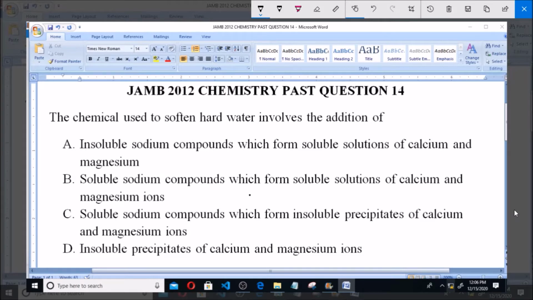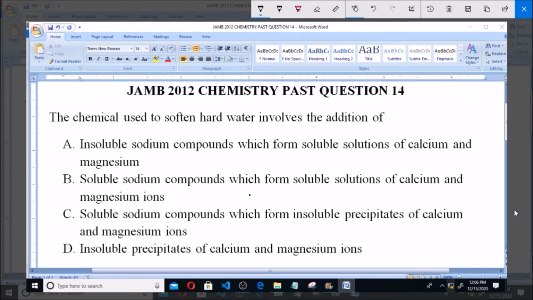Now looking at this, hard water is divided into two. We have the temporary hard water and the permanent hard water. But the hard water that we're looking at here is the permanent hard water, because temporary hard water can actually be removed by boiling.